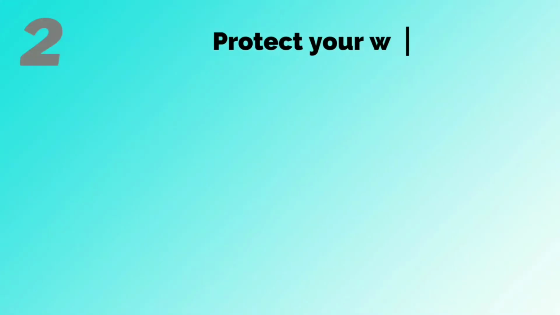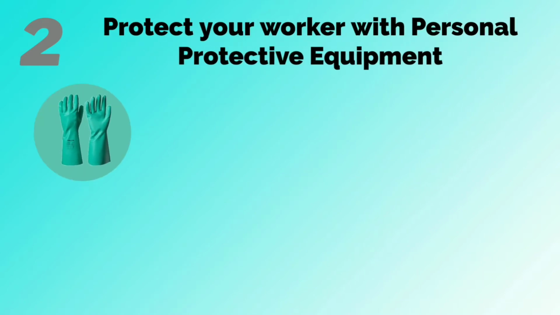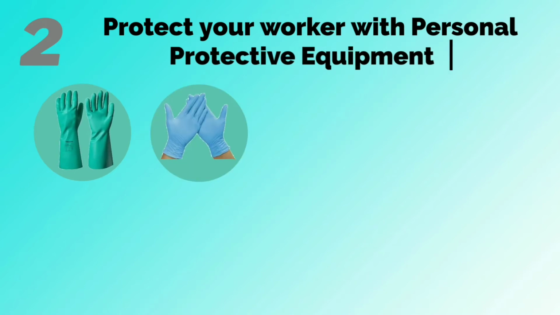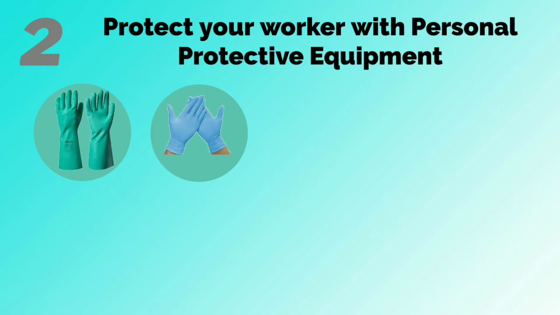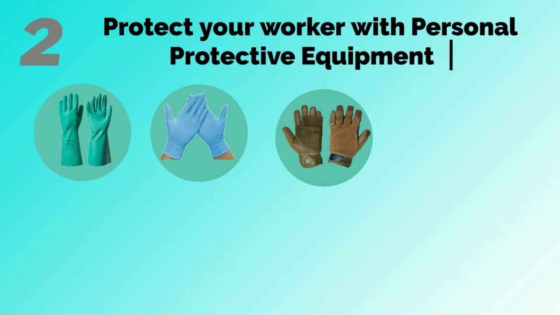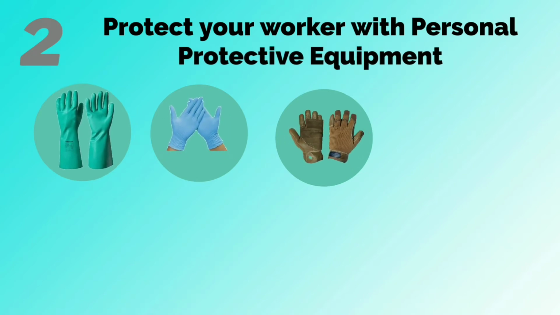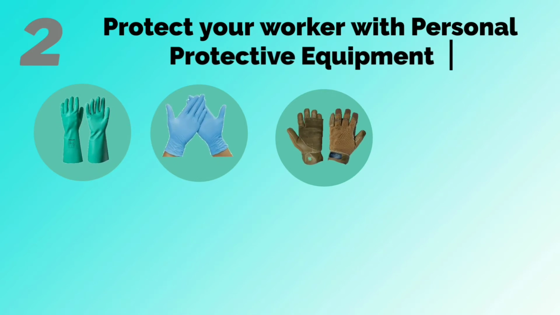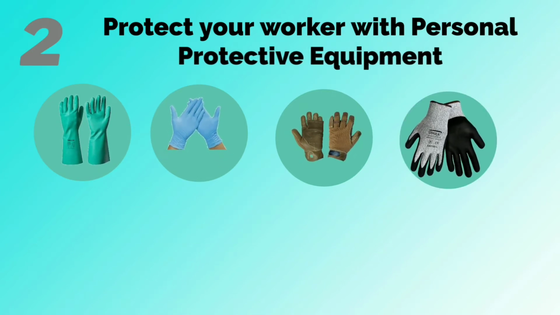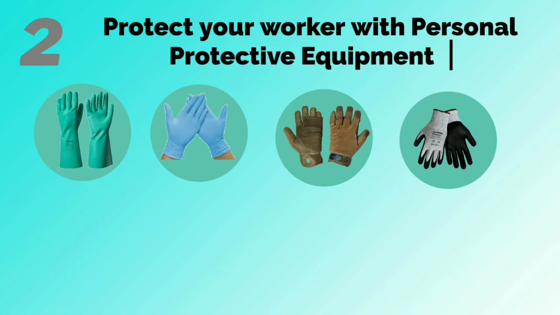Second, protect your workers with personal protective equipment, such as chemical resistant gloves used when cleaning with or handling chemicals, disposable waterproof gloves used when cleaning blood and other body fluids, work gloves used when handling garbage, landscaping, and working in storage areas. And the last one is cut resistant gloves used when cutting and during equipment cleaning operations.